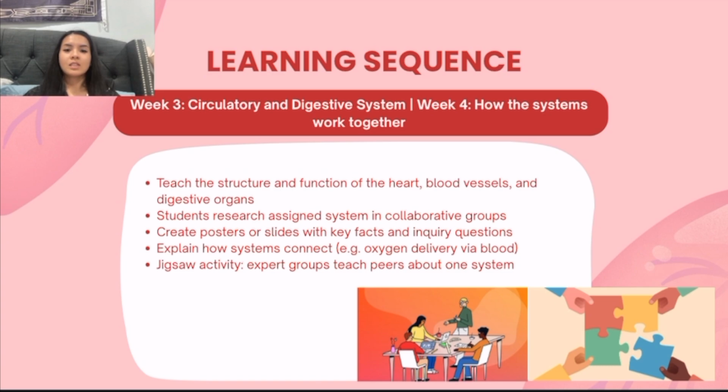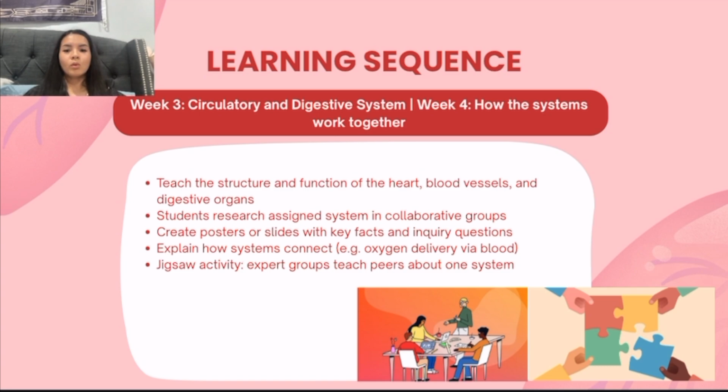The next lesson for this week involves students collaboratively working in groups where they'll research information about a system they're assigned to. Each group will create a mini poster or a digital slide to share the key facts about their organ functions and interesting questions they found during their inquiry. The teacher will then facilitate a whole class comparison between the systems by leading a discussion on similarities and differences in how they support the body.